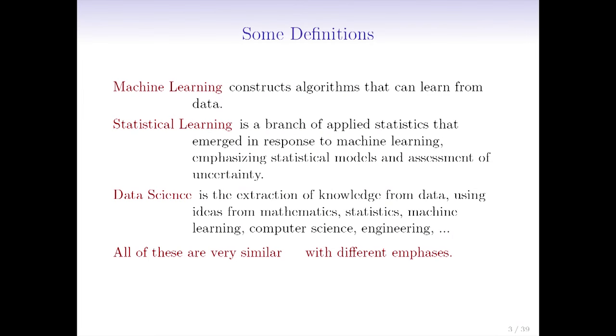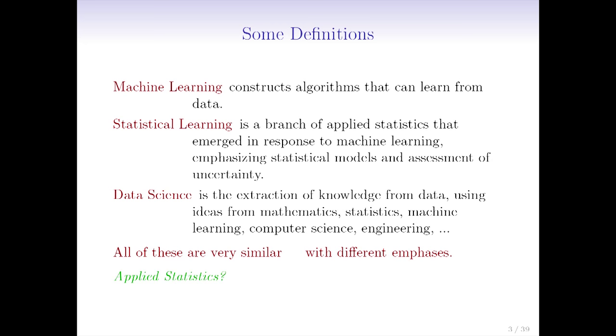So here's some definitions. Machine learning, which really evolved in computer science departments, these are methods for constructing algorithms that learn from data. Statistical learning is really something that evolved in statistics departments, and it's a branch of applied statistics that emerged in response to machine learning, but it emphasized more statistical models and assessment of uncertainty, which are things that tend to happen in stats departments. And then data science, which is a relative newcomer, it's a fancy name, and you might describe it as the extraction of knowledge from data using ideas from mathematics, statistics, machine learning, computer science, and engineering. And it's a sort of new hot qualification to have.